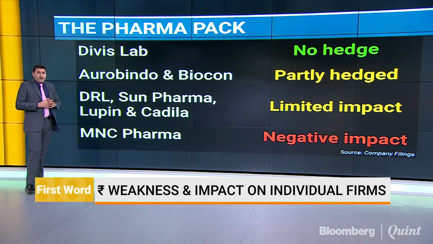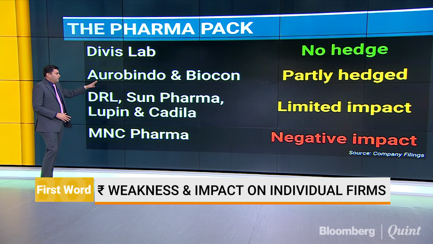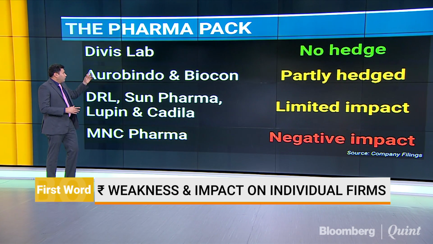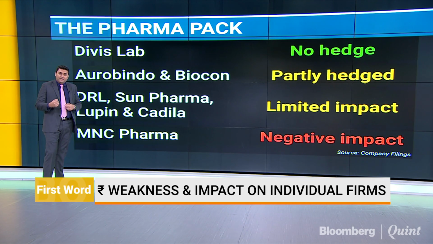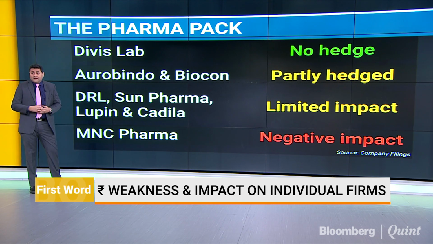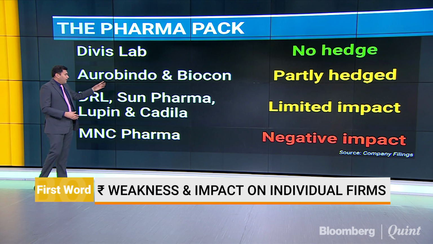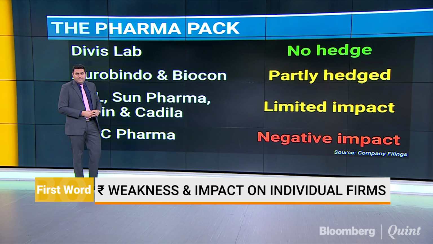Now, companies with a high export component will benefit. So companies like Divi's, Aurobindo and Biocon benefit. Now, Divi's, it's a double benefit because the rupee is weakening, they have a sizable export and they don't have any hedge. So Divi's benefits the best, and it's trading at record highs. Aurobindo Pharma and Biocon also gain significantly, but they are partly hedged. So that's the impact that we are seeing.